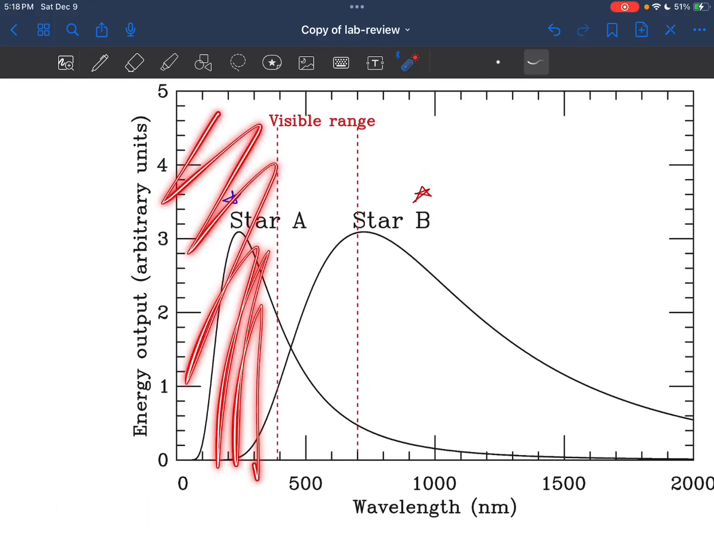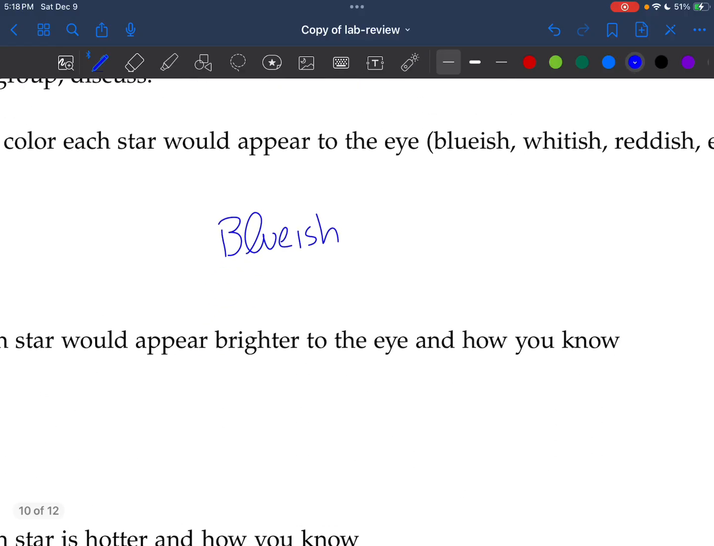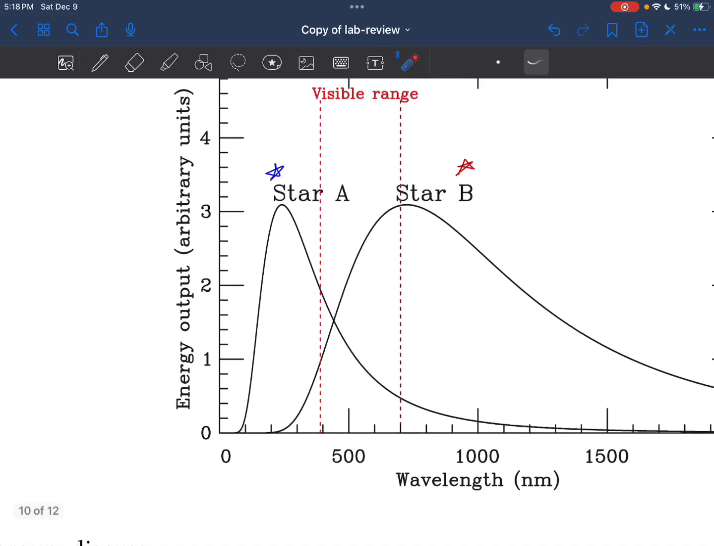Doing the same thing looking at star B, right? Star B is emitting much more light over on the red side than it is on the blue side. So star B would look much more reddish. Right? So we can see it's much higher in the red than it is in the blue.